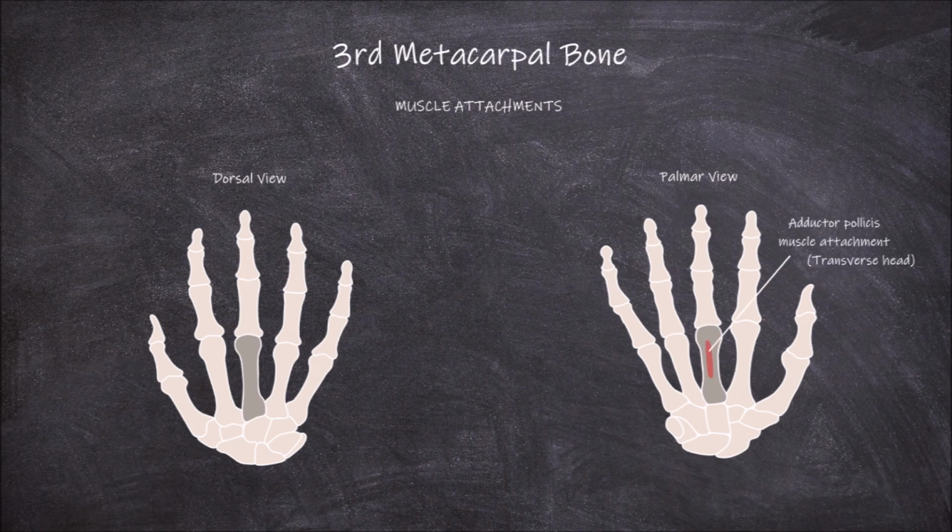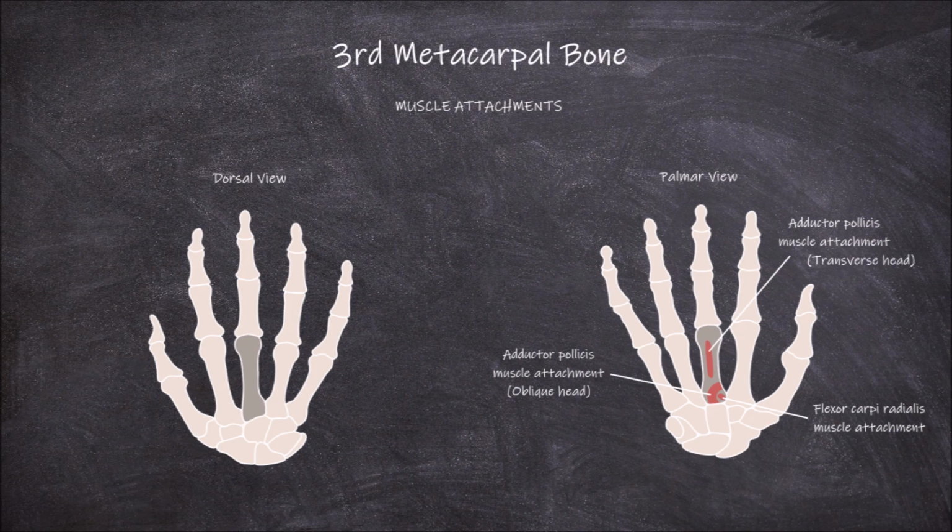The transverse head of the adductor pollicis muscle originates from the palmar surface of the shaft of this bone. A portion of the oblique head of the adductor pollicis muscle originates from the palmar surface of the base of this bone. A portion of the flexor carpi radialis muscle inserts onto the palmar surface of the base of this bone.